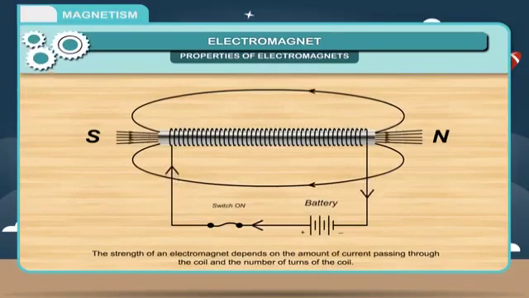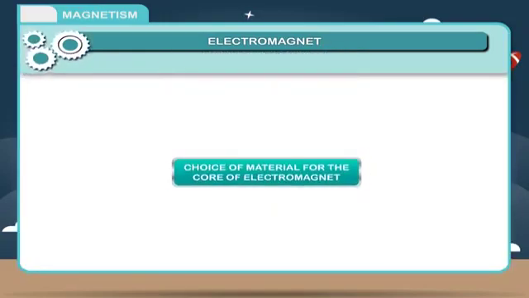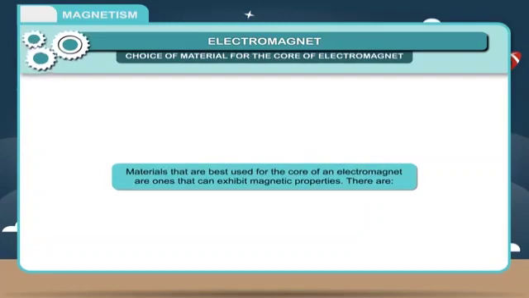3. The strength of an electromagnet depends on the amount of current passing through the coil and the number of turns of the coil. Choice of material for the core of electromagnet. Materials that are best used for the core of an electromagnet are ones that can exhibit magnetic properties.